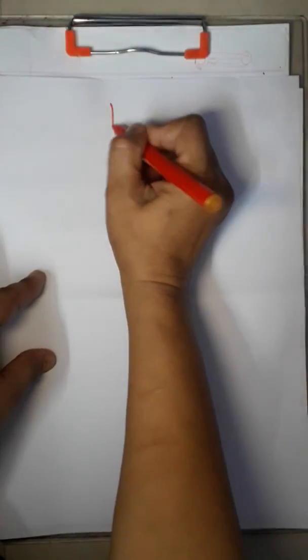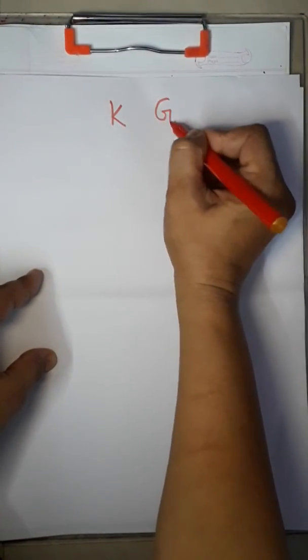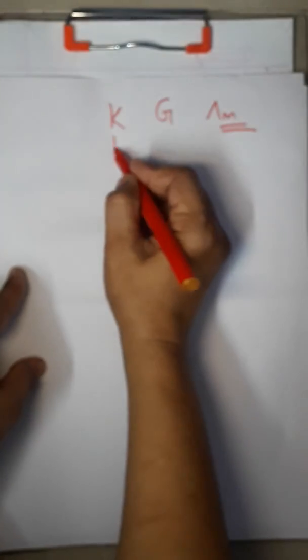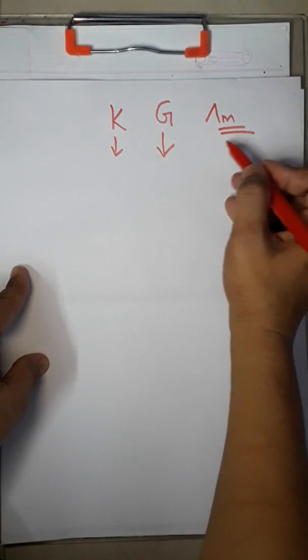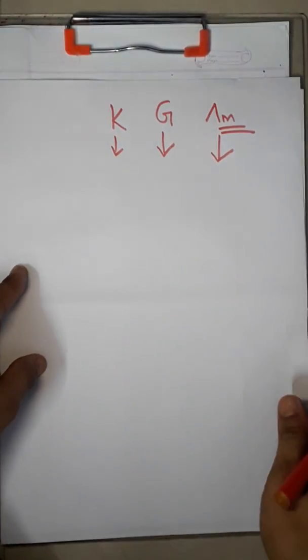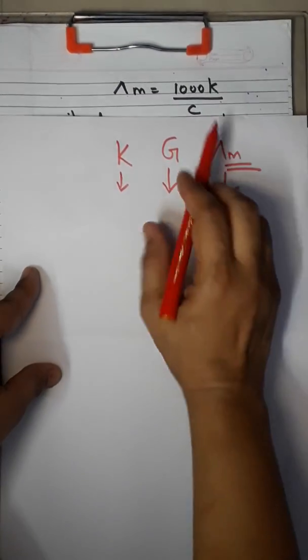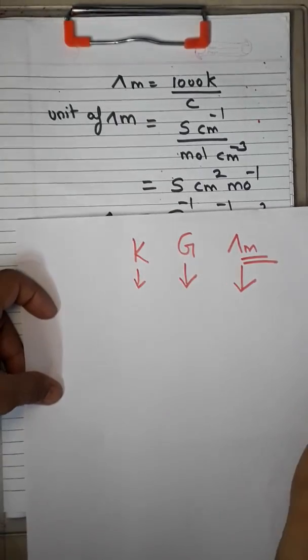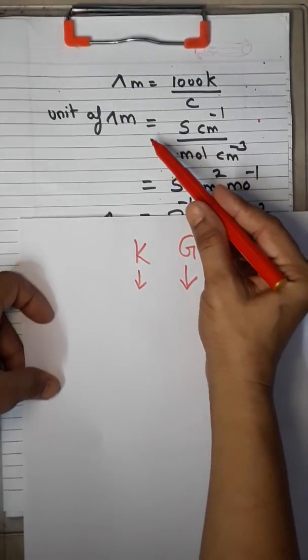So students, we have derived the unit for K, we have derived the unit for G, we'll derive the unit for lambda M now. Okay, what is K? K is conductivity, G is electrical conductance, this is molar conductivity. So lambda M is equal to 1000 K upon C. Then unit of lambda M is equal to, we are having unit of lambda M.